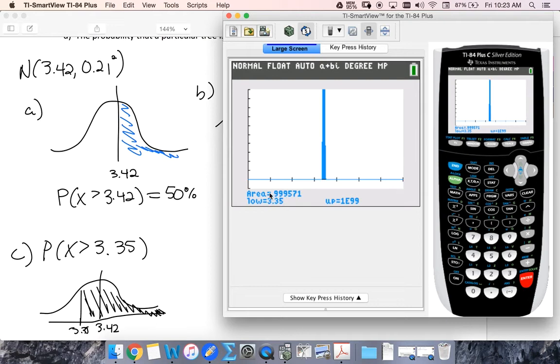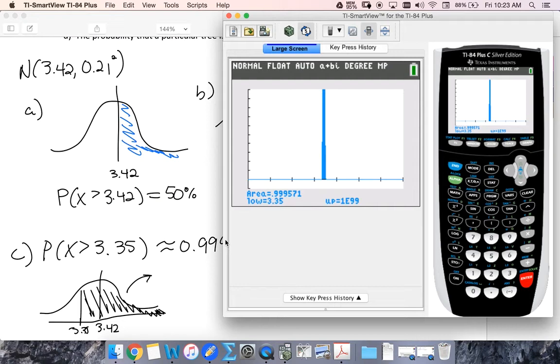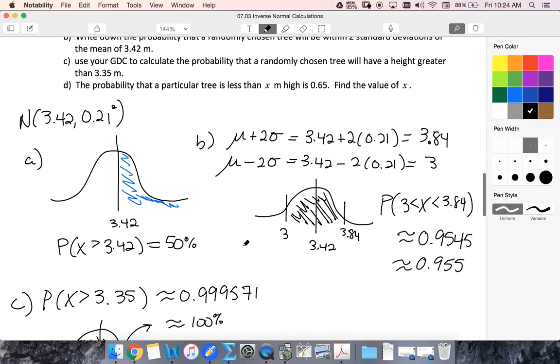So now my area is 0.999571, so almost 100% of the area. I've got so little of this left that my probability is 0.999571. Well, if I'm going to round that, that's going to round to 100%. So almost 100% of the apple trees are within that height.